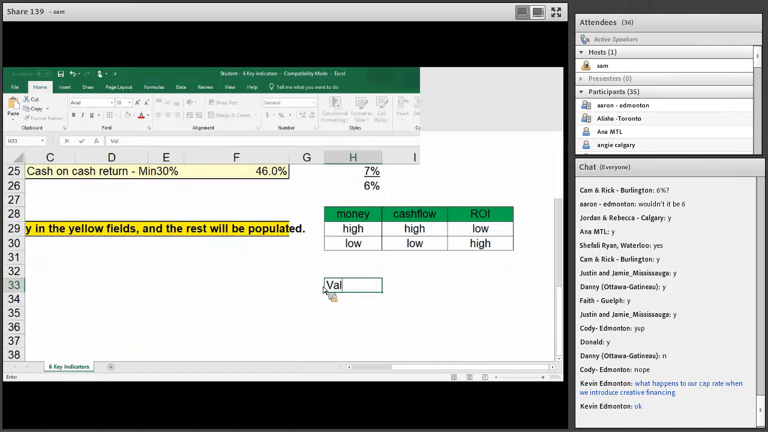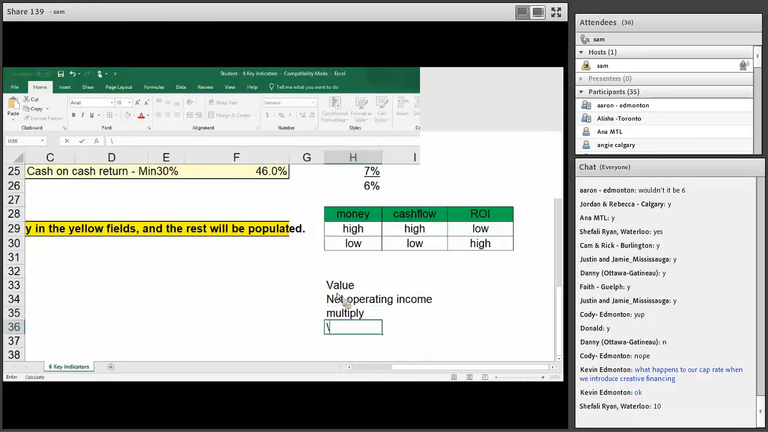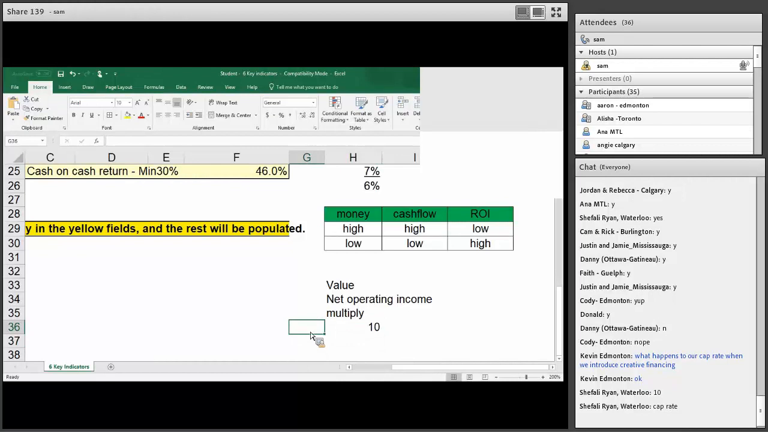So value of property, how do we get that? We look at net operating income, and we multiply the net operating income by what? Anybody? By 10. Why 10? Yep, excellent. By 10. The reason is 10 is our low cap rate. Let's go over here. That's our low, or lowest, cap rate for a buy and hold.